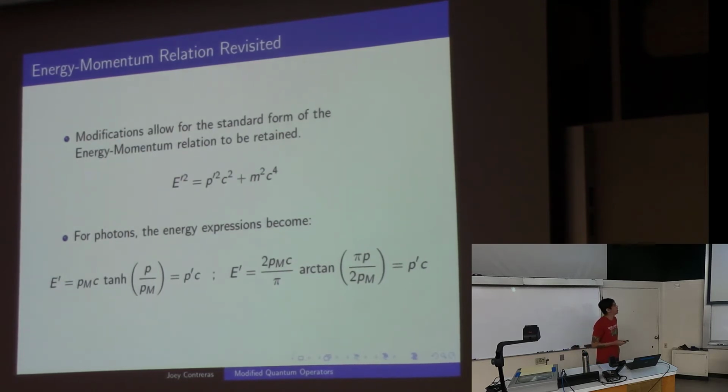Okay, so modifications allow for the standard form of the energy-momentum relation to be retained. So that would be this expression right here. For photons, the energy expression simplifies very much. Once again, this term drops out. And we just have these expressions right here, where if we write them in the prime form, we see the standard thing just pops up over and over.